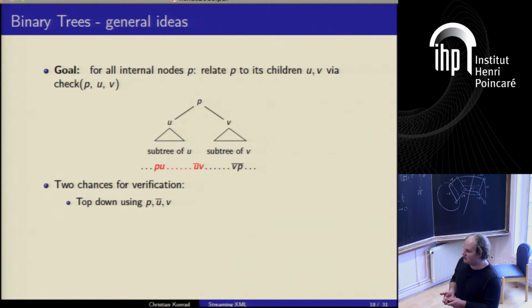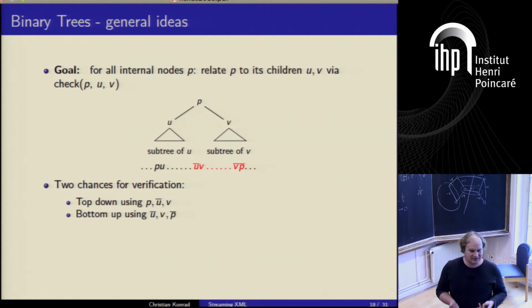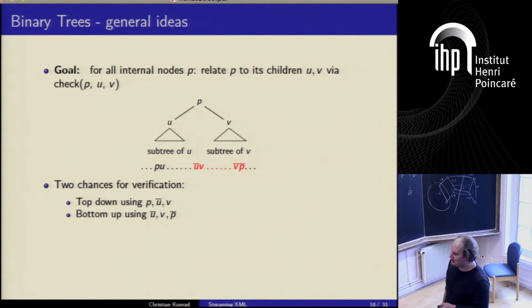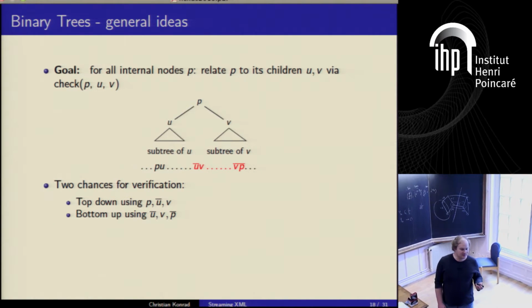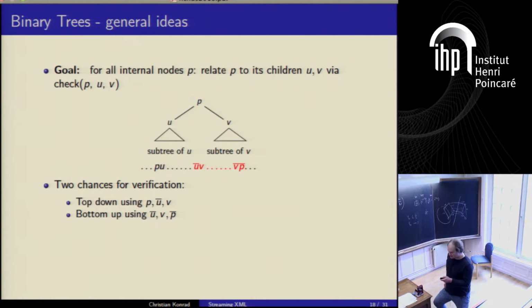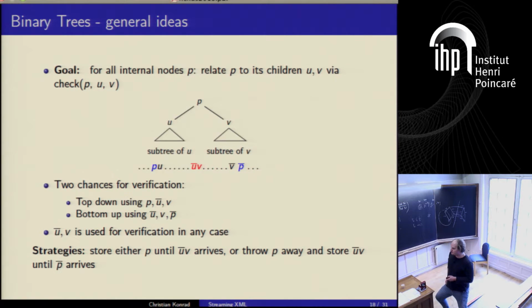Basically in a top-down way, we used P and then UV. But we could as well use simply UV, and when we return, we see P in the end again. So P appears twice in the stream as an opening and a closing tag, and we have two chances in a way to validate this particular node. We either store P until UV arrives, or we throw P away when we see it and we store UV until P bar arrives.